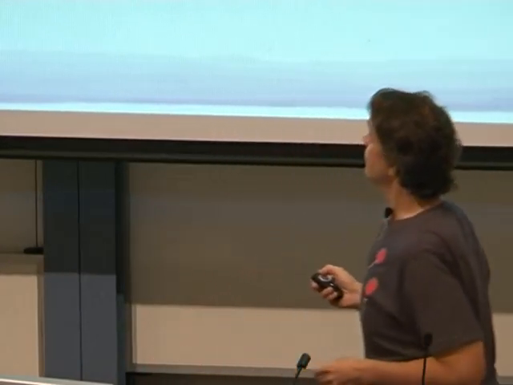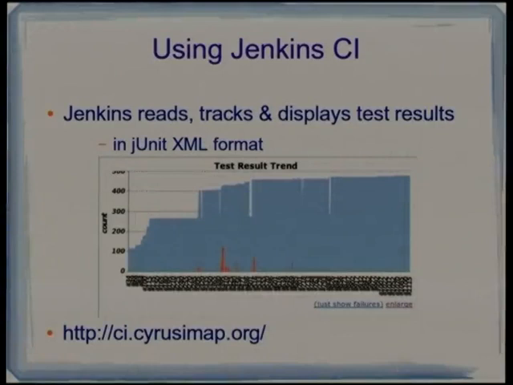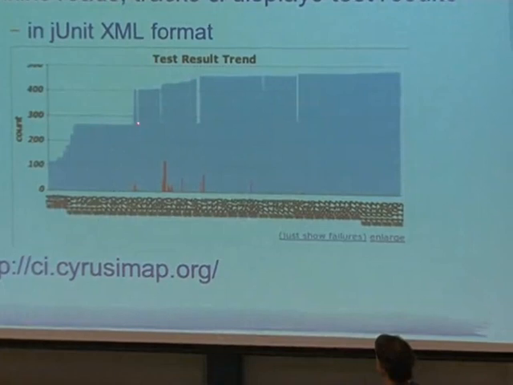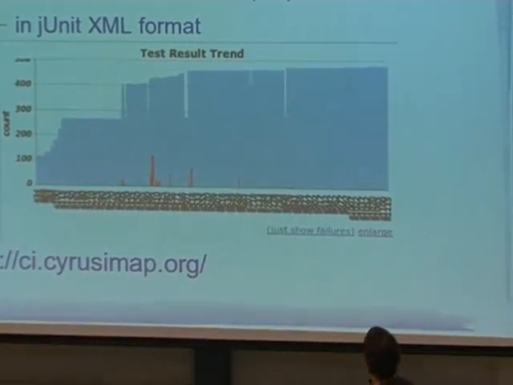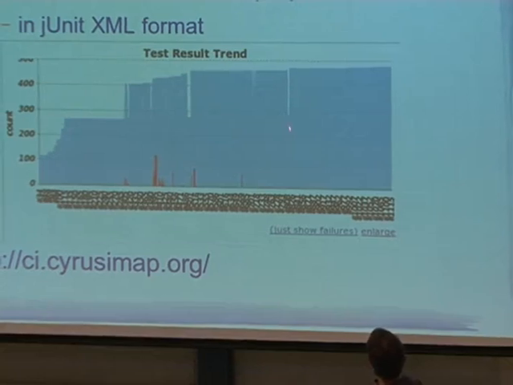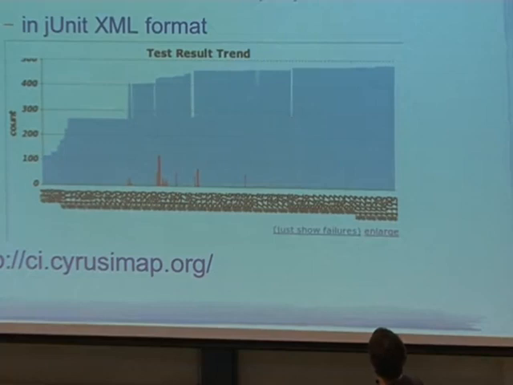This is an actual example from the Cyrus Jenkins server, a public instance that you can see. It's the historical set of these: test failures, these are test passes. You can see this is where I added the system tests, and before this it was just the unit tests. And this was me writing the unit tests. As you can see, it's been kind of stable for a while. And then there's a bug where it fails to run a whole bunch of tests.